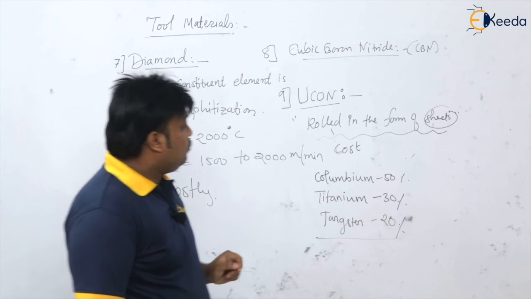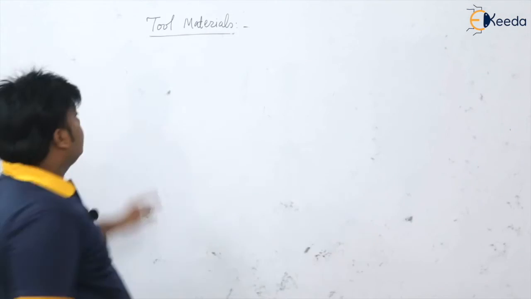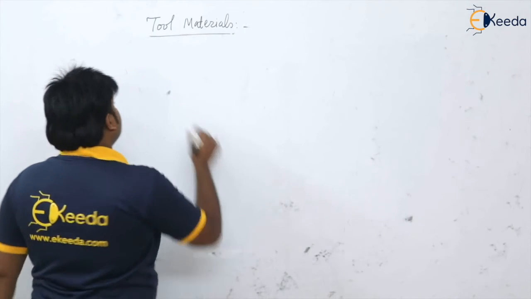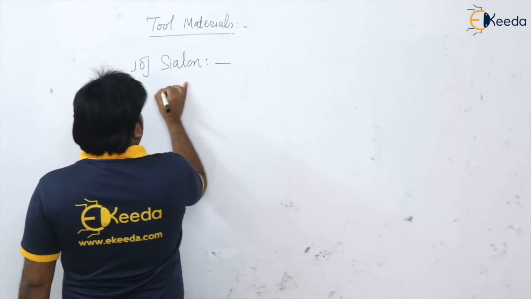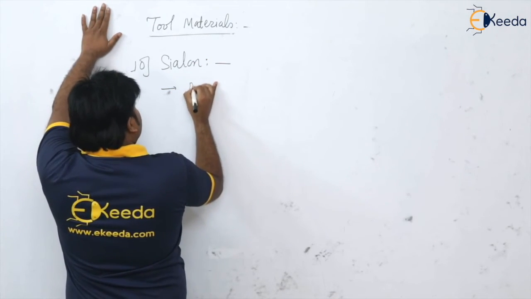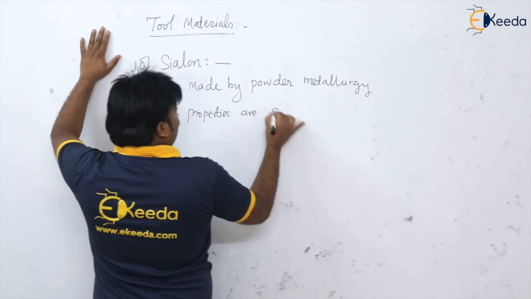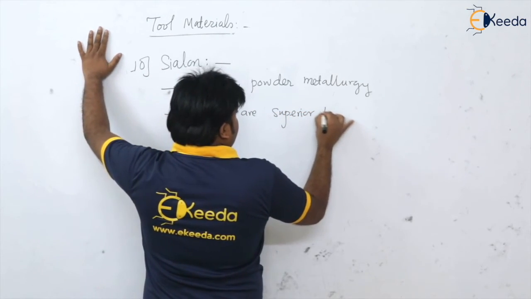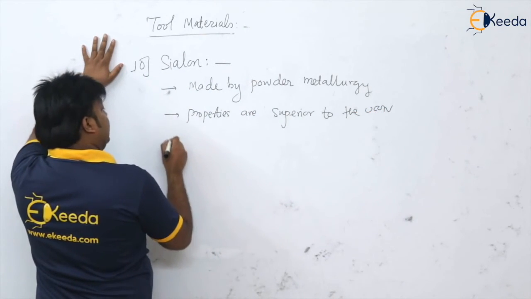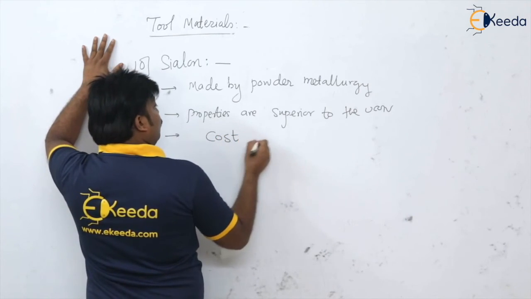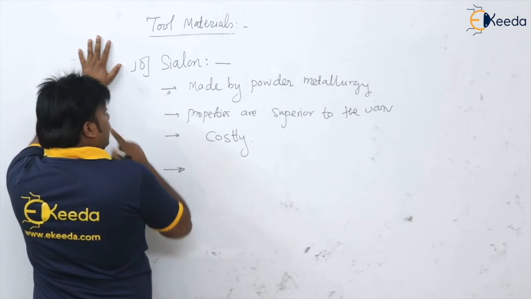And the last tool that we are going to discuss is the Cialon. Cialon is made by powder metallurgy, superior to the Yukon, and even the cost is more than Yukon. It is very costly. Now, how is it made?